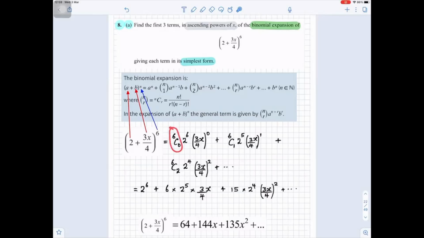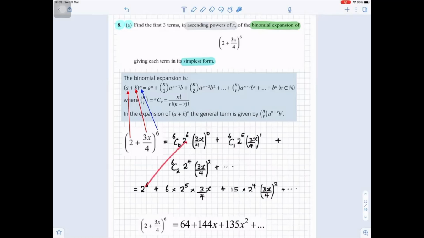So 6 combination 0, 2 to the power 6, which is a to the power n, 2 to the power 6, 3 over 4x to the power 0. And then after that, 6 combination 1, 2 to the power 6 minus 1 is 5, and 3 over 4x to the power 1. After that, 6 combination 2, 2 to the power 6 minus 2 is 4, and 3x over 4 squared. And you will use your calculator to work out these values.